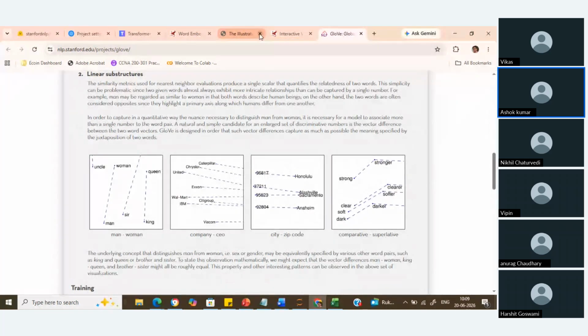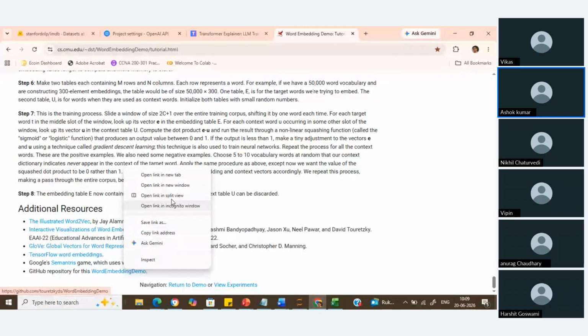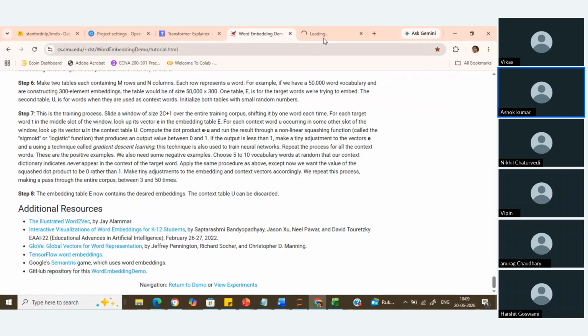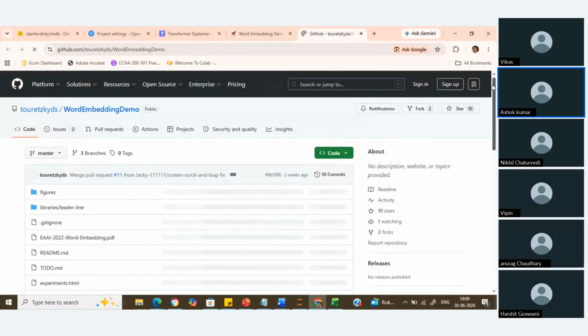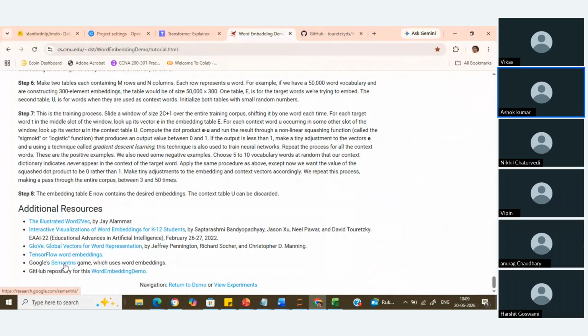You can go through with these particular threads. These are really very good. I just want to show the word embedding demo. Okay, this is the code basically. I don't want to show the code. TensorFlow embedding.